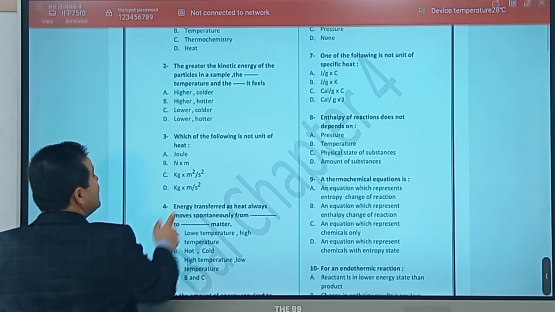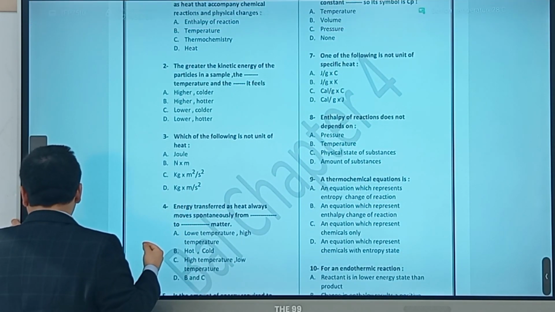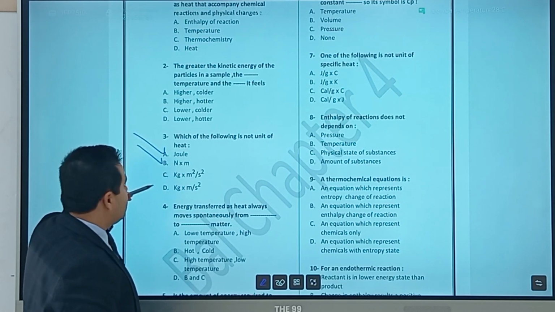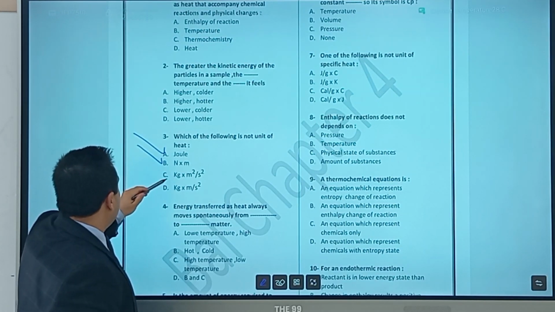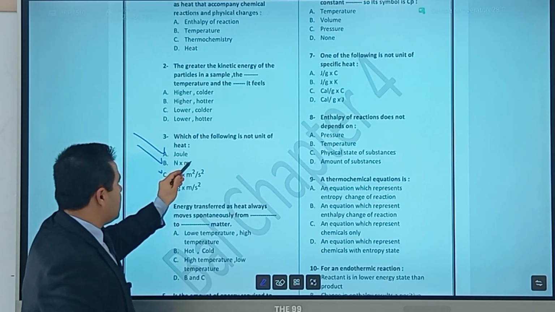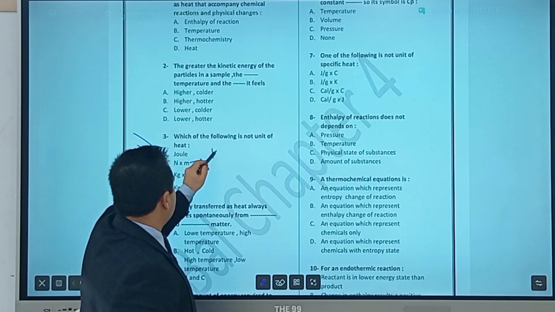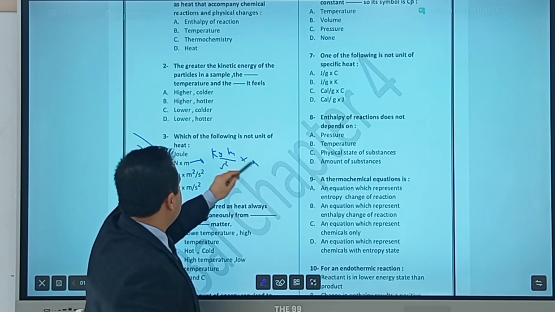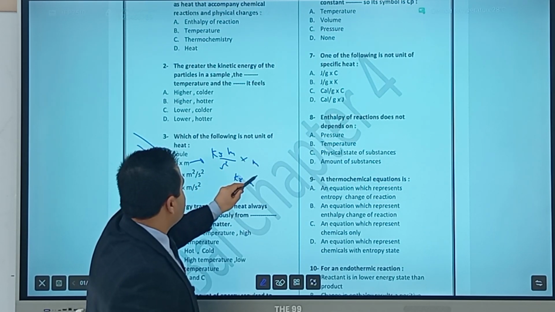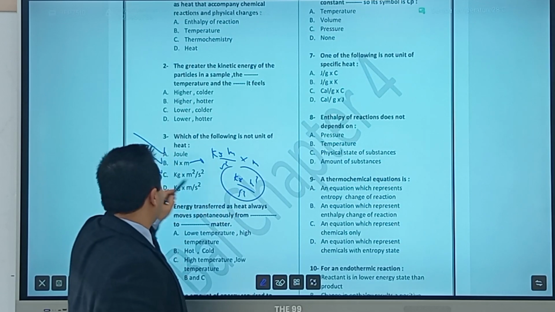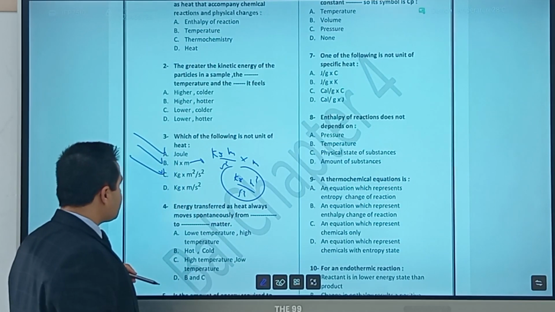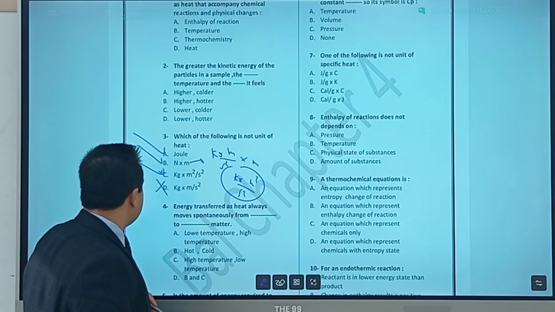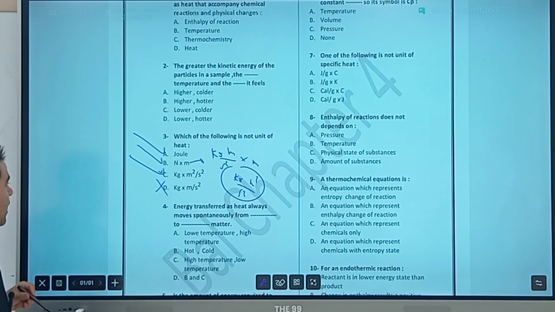Which of the following is not a unit of heat? Joule is a unit of heat. Newton multiplied by meter is a unit of heat. Newton can be stated as kilogram meter per second squared, and multiplied by meter, it will be kilogram meter squared per second squared. Another unit is correct. But the last one, kilogram meter per second squared, is not the unit of Joule, it's the unit of Newton.